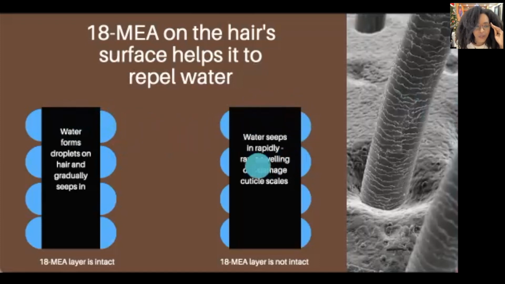Contrastingly, if you have a not so intact 18-MEA layer on the surface of your hair, then water will seep in rapidly. And this rapid swelling can actually damage your cuticle scales.